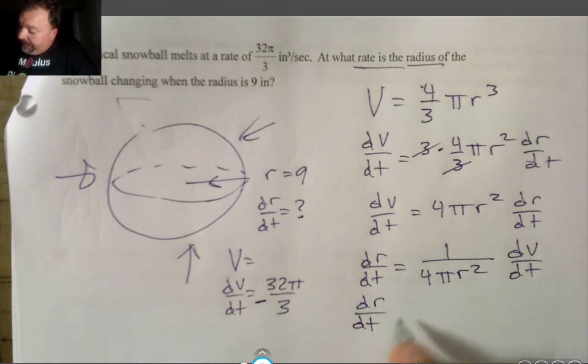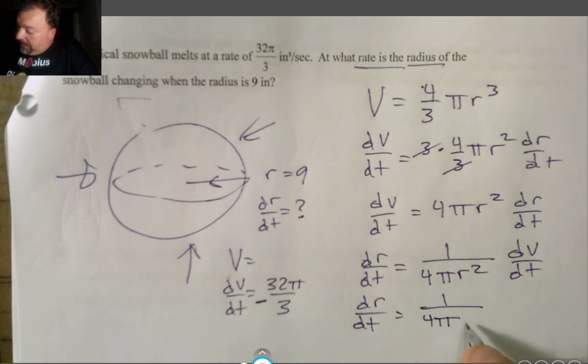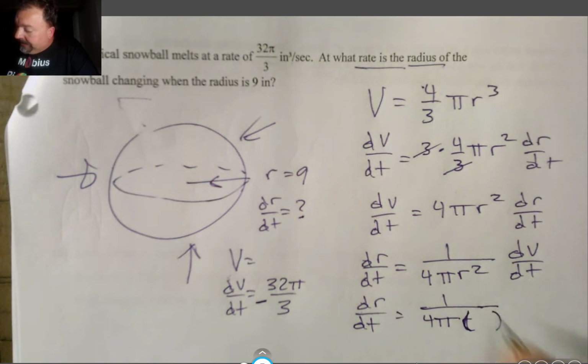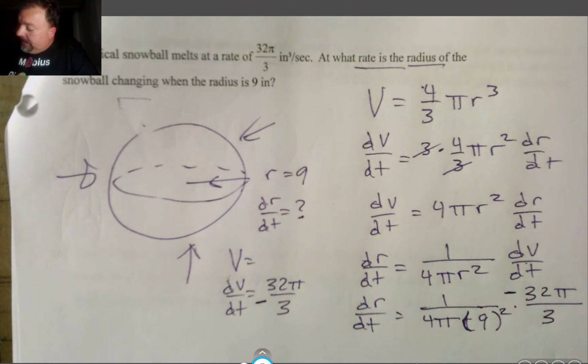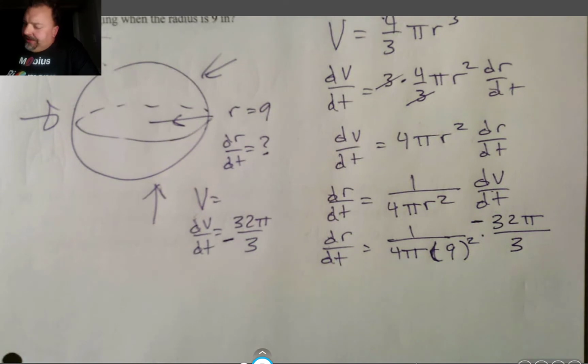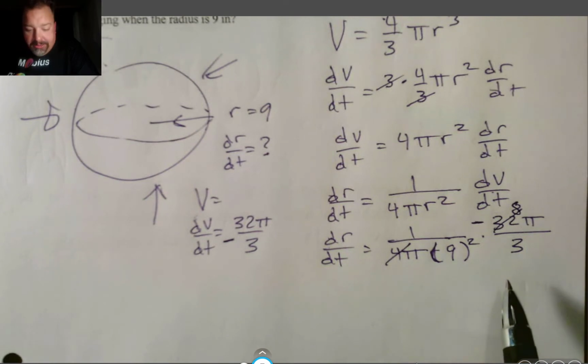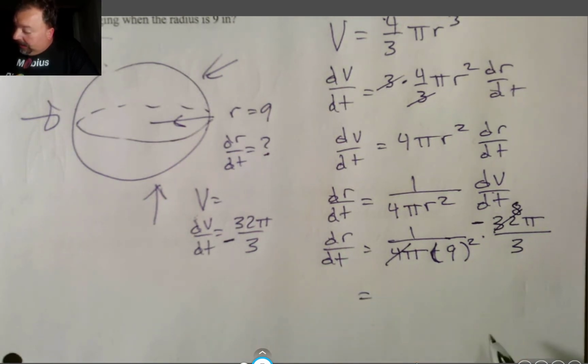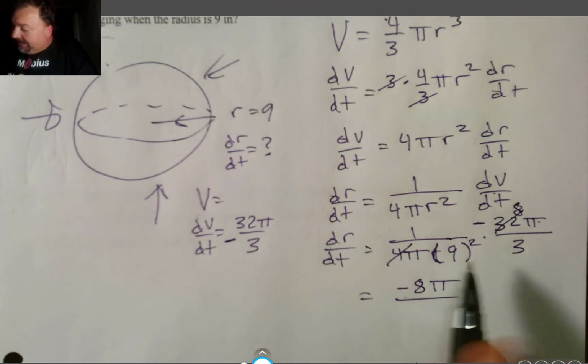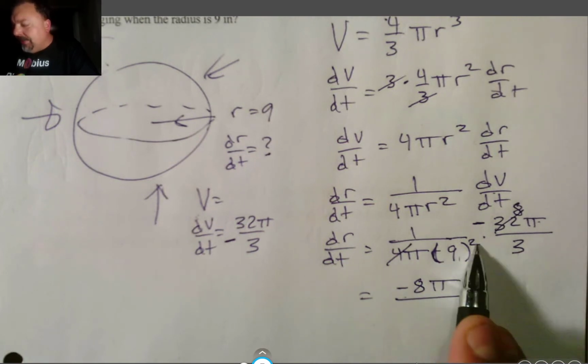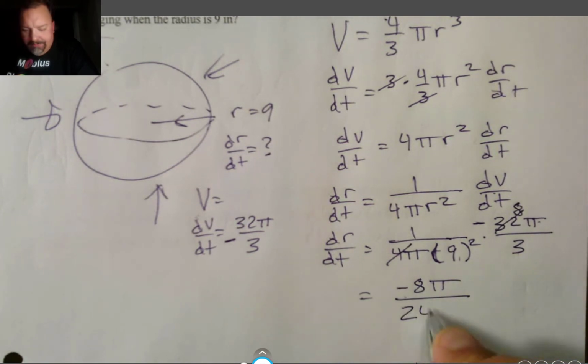Plug in what we know. So we know what r is. r is 9 squared. And dV/dt is negative 32 pi over 3. So we can simplify this. 32 divided by 4 is 8. And then on top, negative 8 times pi, so negative 8 pi. On the bottom, 9 times 9 times 3. That's 81 times 3, which is 243.